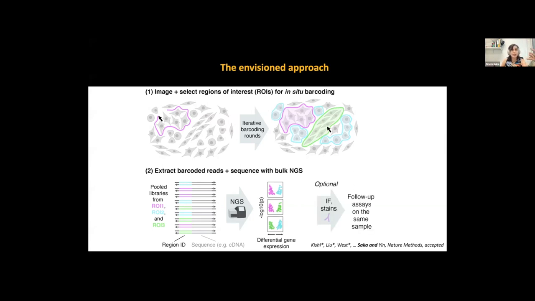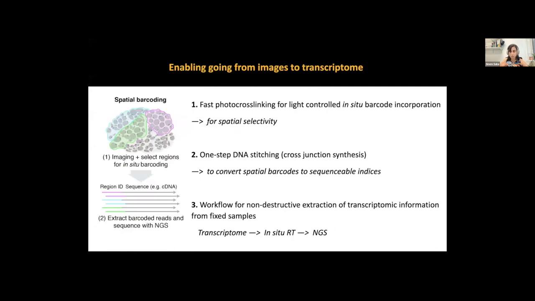And ideally, in this process, we don't want to be dissociating the cells or disrupting the samples. So we can even go back after sequencing and do follow-up assays on the same sample, like more multiplex imaging and so on. So to enable this type of approach, we had to come up with a number of innovations and then apply them together so that we could really go from imaging to sequencing.